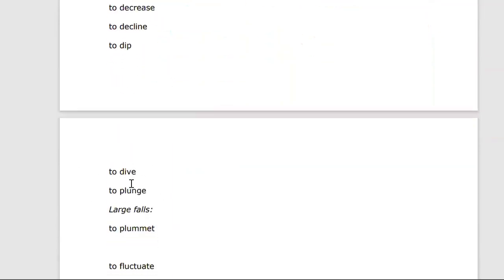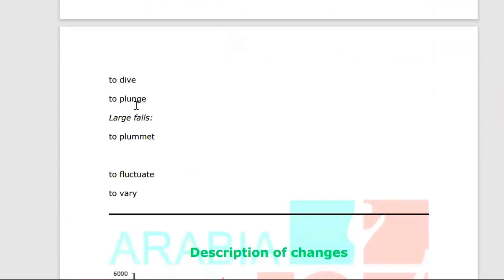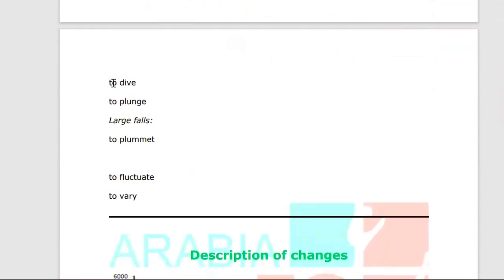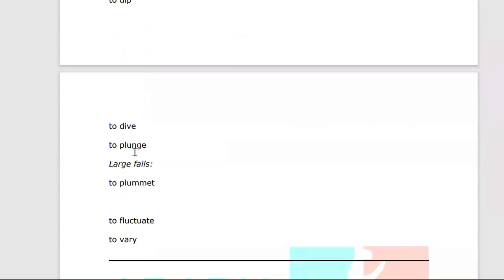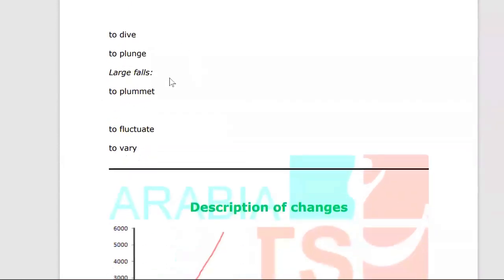And then those that describe the decrease, the decline, the dip, the fall, again, to dive, to plunge as well. It goes with the fall. This is just the verbs we're talking about. Large falls, if they're going to really close to 0, compared to the other data, I'm just giving 0 as an example: to plummet, to fluctuate, to vary.